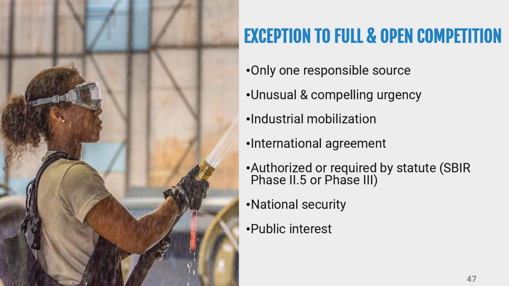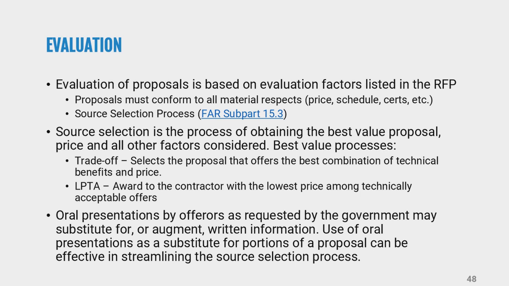Next slide, please. And then the only exceptions to full and open competition, they're listed in FAR 6. You can see some of them there. The ones that deal with the SBIR program, phase 2, phase 3, where no further competition is actually needed and the competition is actually satisfied by what you do in phase 1. Next slide, please.